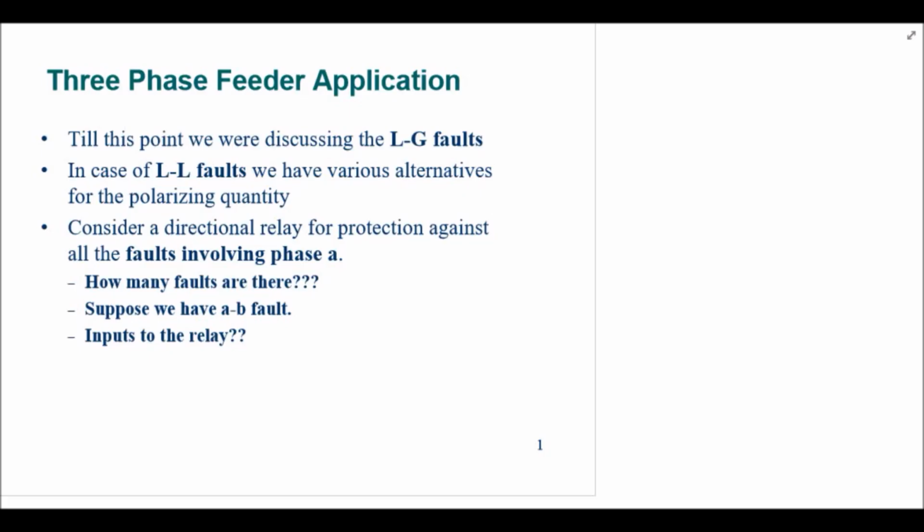Assalamu alaikum. In this lecture, we are going to talk about the application of directional relay in three-phase feeder.